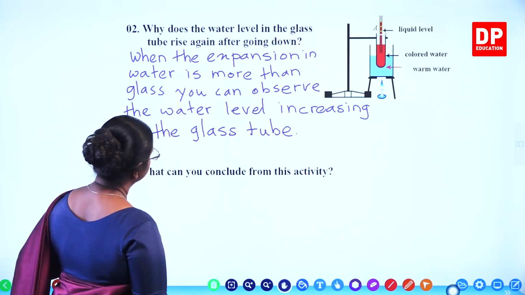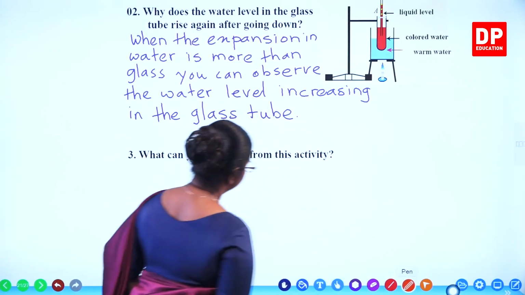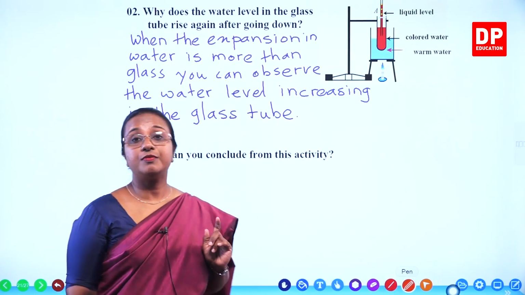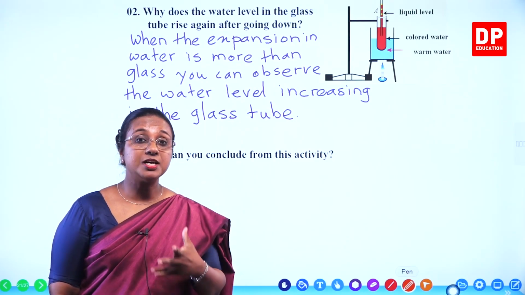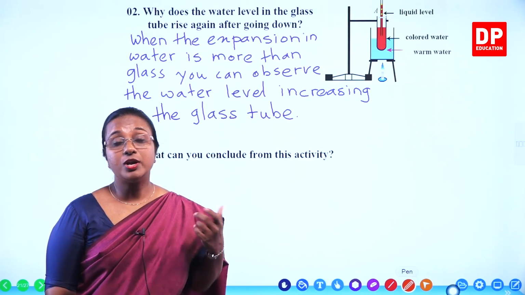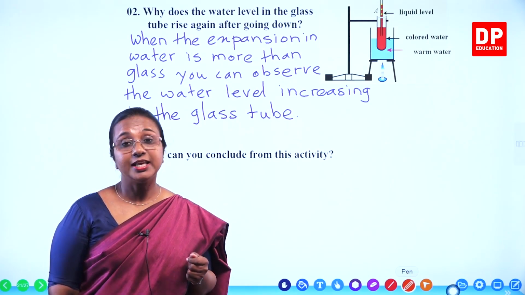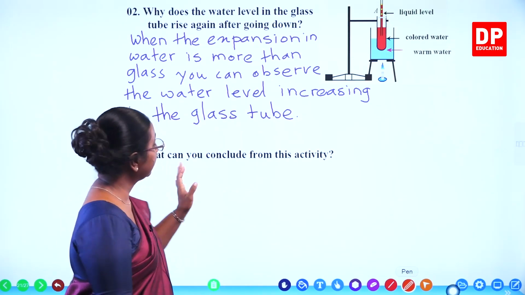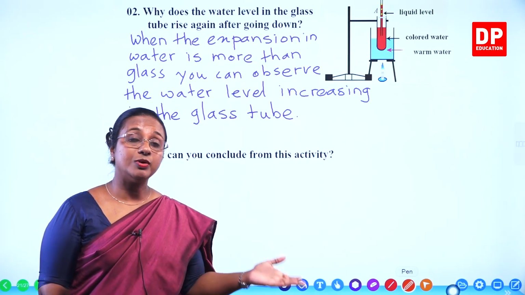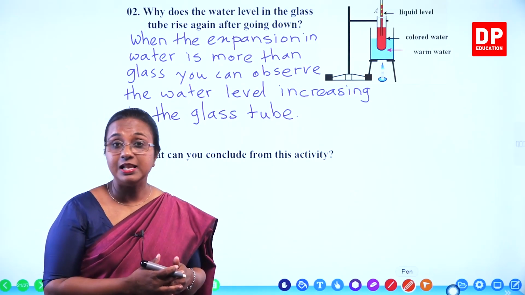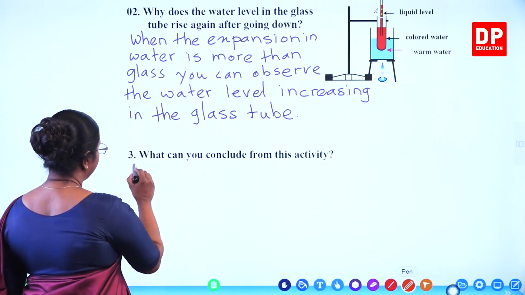Then we have the next question. What can you conclude from this activity? So this activity was carried out to observe that the water or liquids expand on heating. So that is what we can conclude from this activity. When heat is provided to a liquid, it undergoes thermal expansion. So we can write that.